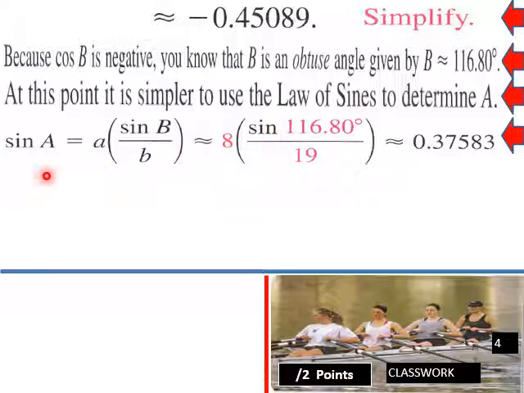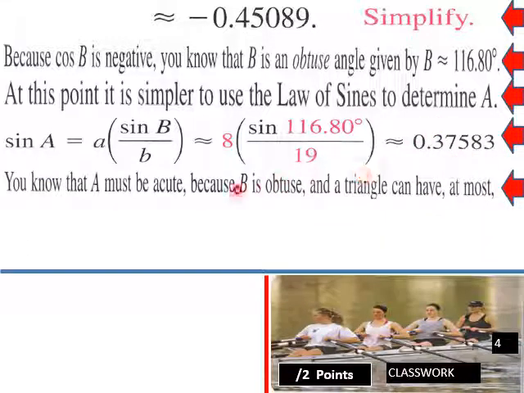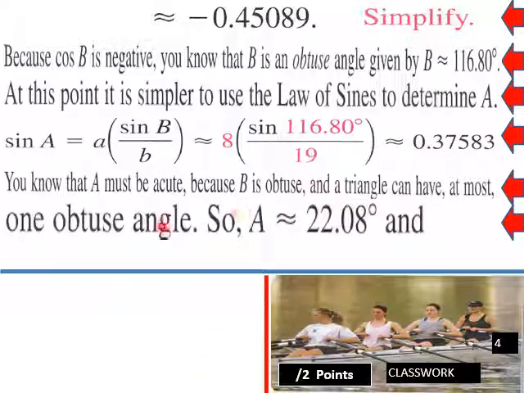And so to find sine of A, we go with our plugins here, and we come out with 0.37583, and then we can determine the angle from that. You know that A must be acute because B is obtuse, and a triangle can have at most one obtuse angle, so A would equal 22.08.